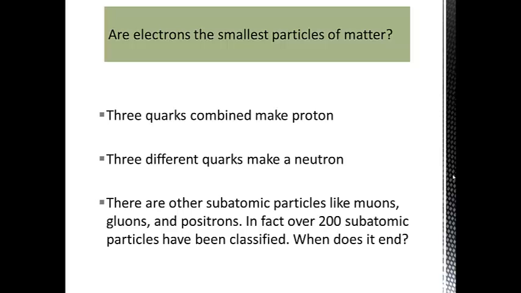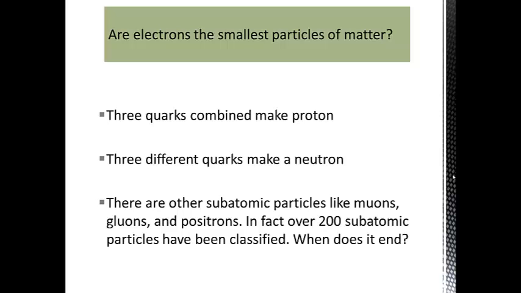We know that if we take a proton, we can actually split it into three smaller particles, and these particles are called quarks. And the same with the neutron. Of course, the quarks that make up a neutron are slightly different. So in addition to quarks, which are actually rather large particles, we have all kinds of other subatomic particles that you probably have never heard of.